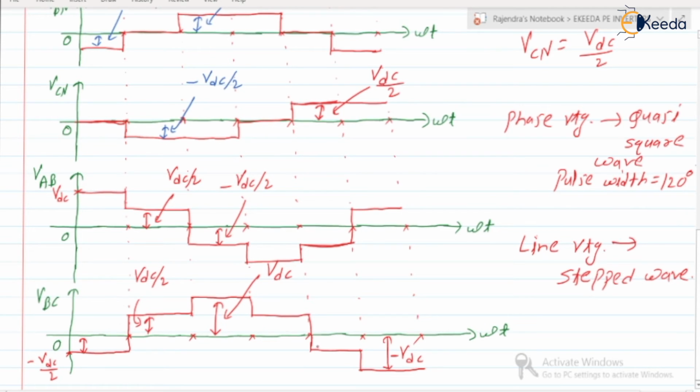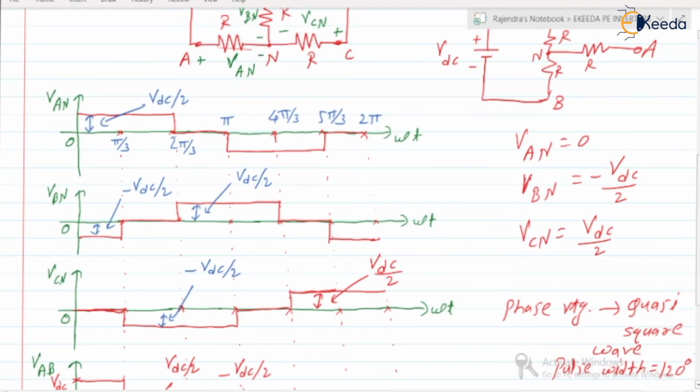So it is VDC by 2 minus VDC by 2, right? So VBC is lagging VAB by an angle of 120 degrees. Similarly, you can check for VCA as well. What is the peak value of the line voltages? It is VDC. And again, after the 6 intervals, it is completing one cycle, so the frequency will be the same. Apart from being sinusoidal, it is fulfilling all the requirements of balanced line voltages as well.